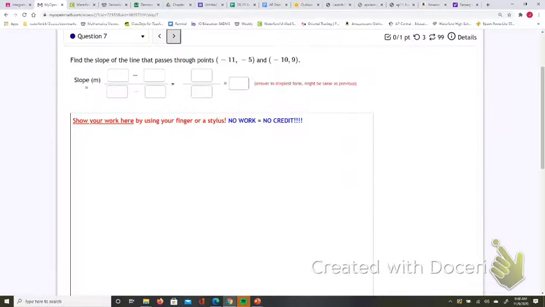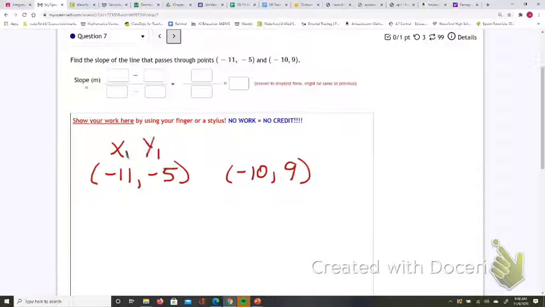The last two problems in this lesson are slope. So this is a review of what we did last time. So the first thing you're going to do is write your 2 points in the work area. So negative 11, negative 5, and then negative 10, 9. After you write them down, the next thing you're going to do is label one of them x1, y1, and the other one x2, y2. So x1, y1, x2, y2.